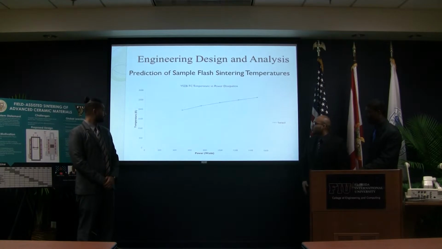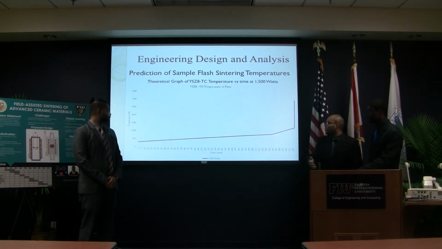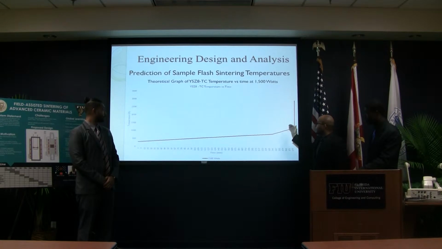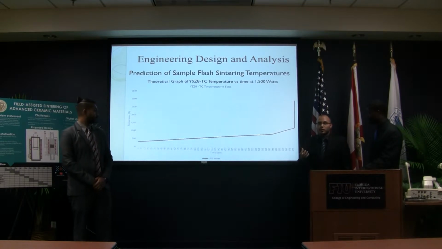Of course, the temperature increases as the power increases. Using the data from the model, we can see that with respect to time, as the temperature increases and once we pass the electric current, there should be a very high spike in temperature, which is what ultimately would sinter the material.